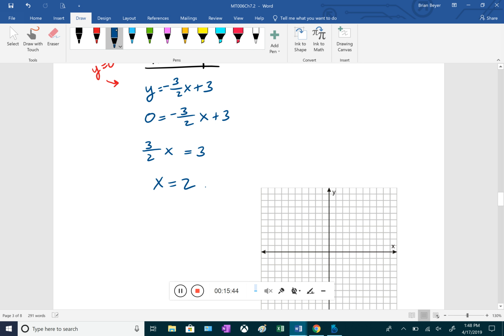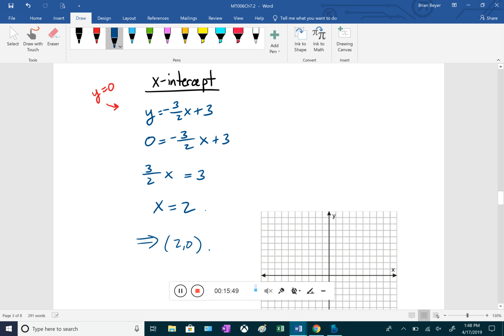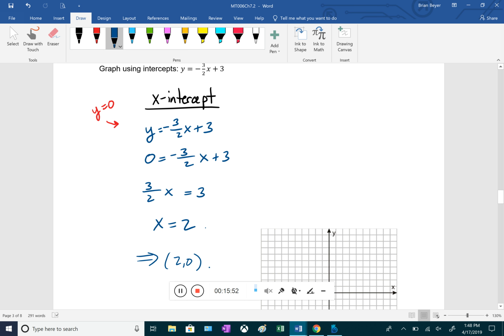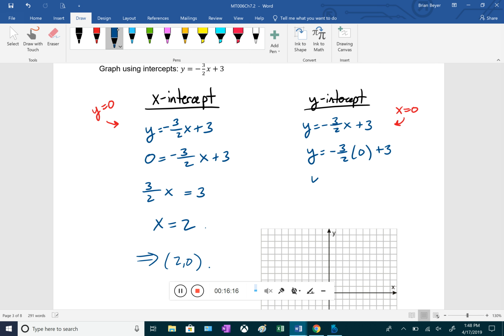So that's just solving a linear equation, which we already should know how to do. So that gives us the x-intercept as an ordered pair, (2, 0). Now for the y-intercept. The y-intercept means that x equals 0. So we're going to plug in a 0 here into y equals negative 3/2 x plus 3. So plugging in a 0 into x, that's actually going to cancel that whole first term on the right-hand side, and we're just left with y equals 3. And as an ordered pair, that would be (0, 3).